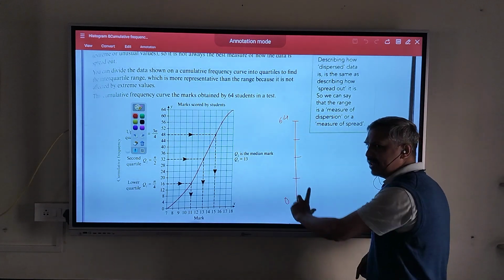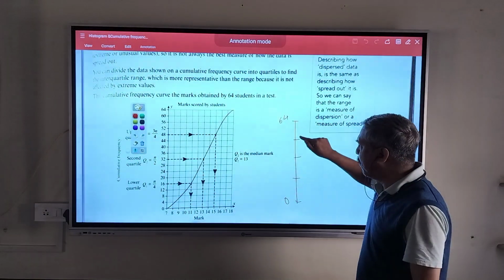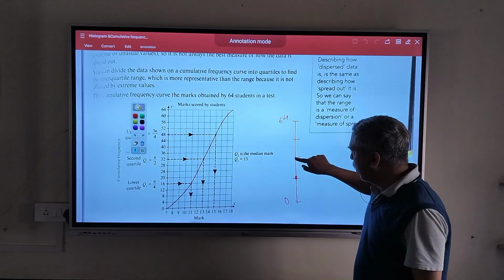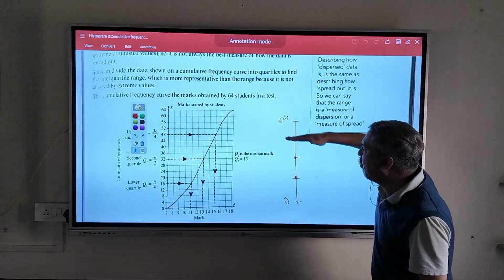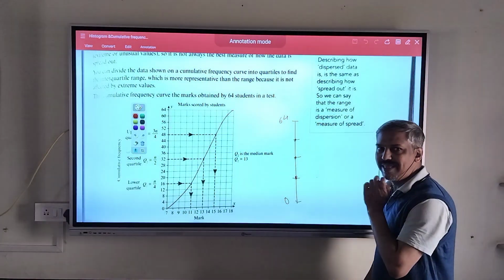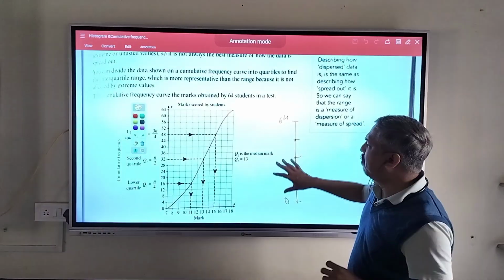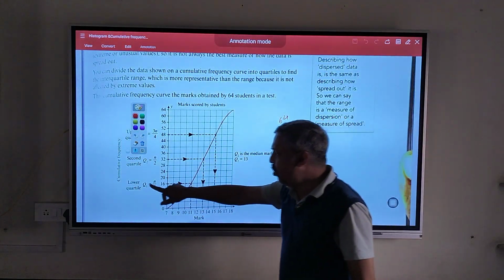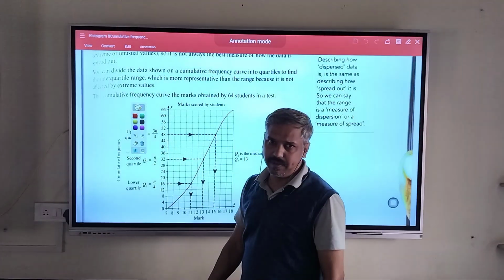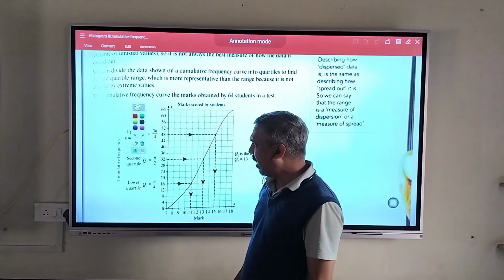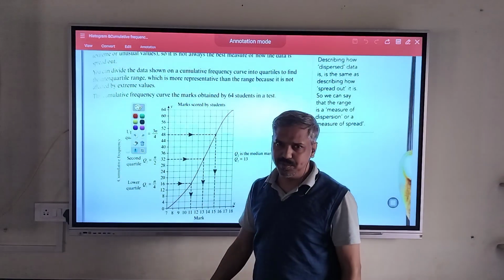So to divide this interval into 4 equal parts, I need 3 landmarks. This is 1, 2 and 3. So if I mark 3 points equidistant, then I get 4 equal quarters. So the important quartiles are 3: lower quartile, second quartile and upper quartile. This is normally given as first quartile, second quartile and third quartile as well.